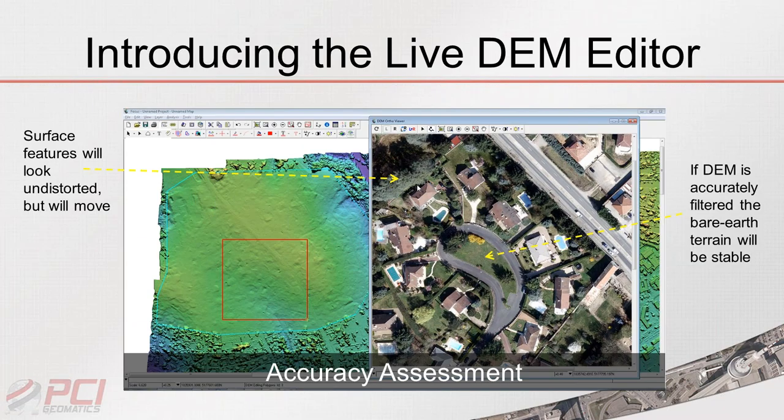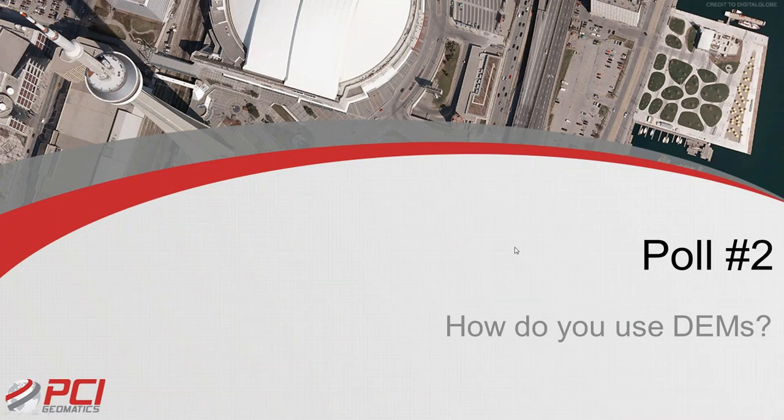Now, the other thing we should be looking for is that surface features such as trees and houses are undistorted, meaning that we've successfully removed them. But you will see a flicker back and forth. And just for fun, we tend to call this our earthquake test.